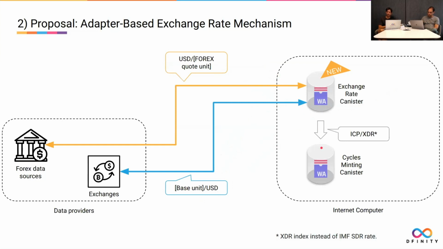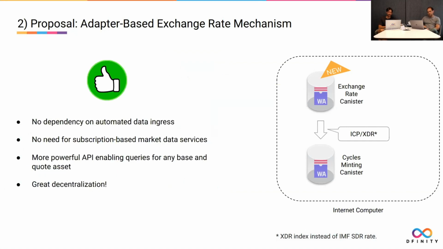And now the cycle-minting canister no longer passively updates the rate when a proposal has been accepted. Now it has to periodically query the exchange rate canister to get an update on the current rate. So, and that's already it, right? In one simple slide, it explains the main idea behind the proposal. So why do we like it?